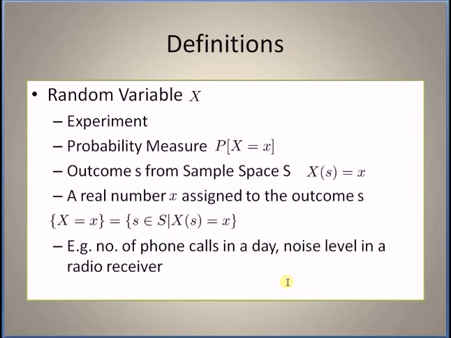So examples of random variables are the number of phone calls a person can get in a day, or the noise level in a radio receiver. Any measurement that we can take in a real world situation can be modeled as a random variable. For example, the speed of a car on a highway. Another example is the distance between two cars on a highway. Another common everyday example is the amount of traffic going through, for example, an internet router in your house. All these observations or all these measurements can be modeled as random variables.